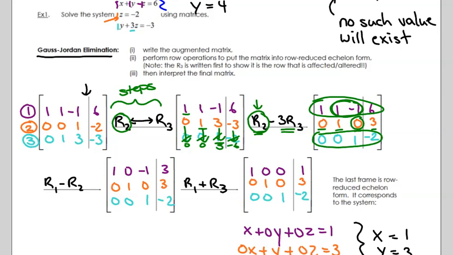Okay, so the next one, what I did was, let's get rid of some of these so that I can see a little bit better. Okay, row number 1, which is the one that's affected, that's the one that's going to be changing. Notice that the orange and the teal don't change. Okay, so I'm going to take row number 1 minus row number 2.